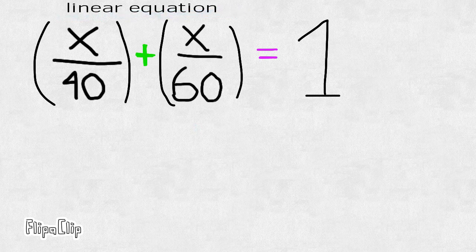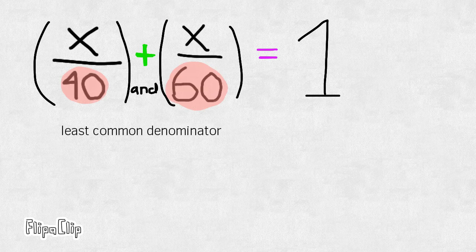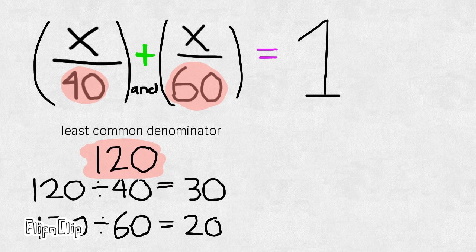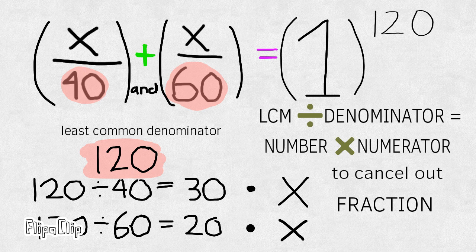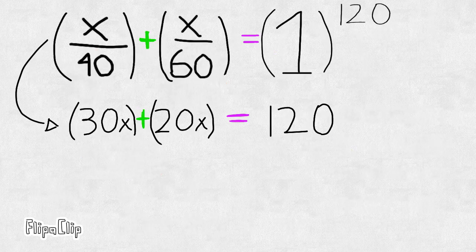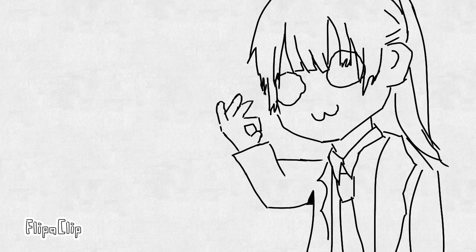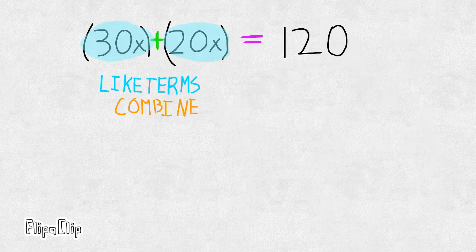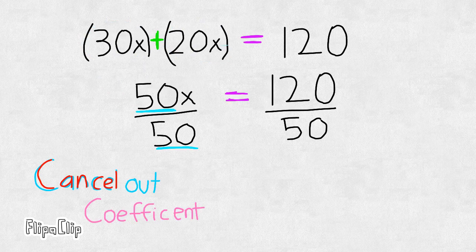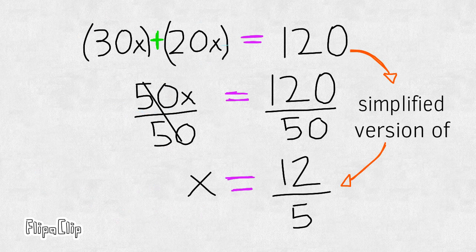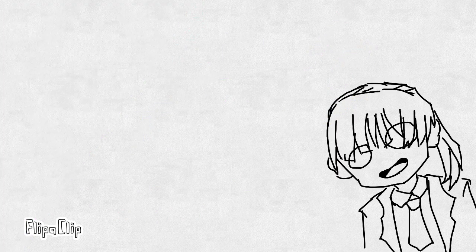To make things easier, we cancel out the fraction by finding the LCD, least common denominator of the two denominators, then dividing that with the denominator, then multiplying it to the numerator. And in the process, you also multiply the least common denominator with the 1. Easy, right? Then we add the like terms and divide both sides to cancel out the coefficients that will lead to our answer. Let's proceed with the next problem.